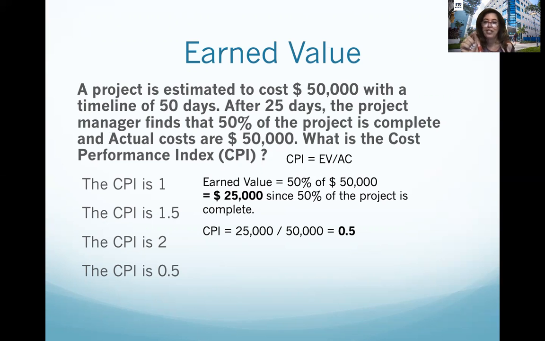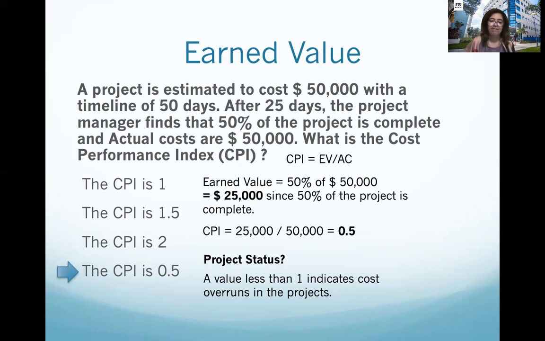If you see this result, which is less than 1, how is this project doing? What is the performance status? Is that good? Is it bad? What do you think based on the conversation we had before? Remember that this number is less than 1, which is not good. So CPI is 0.5. What is the interpretation? What is the project status? A value less than 1 indicates cost overruns in the project. So this is not good. Why? Because the cost performance index is less than 1.